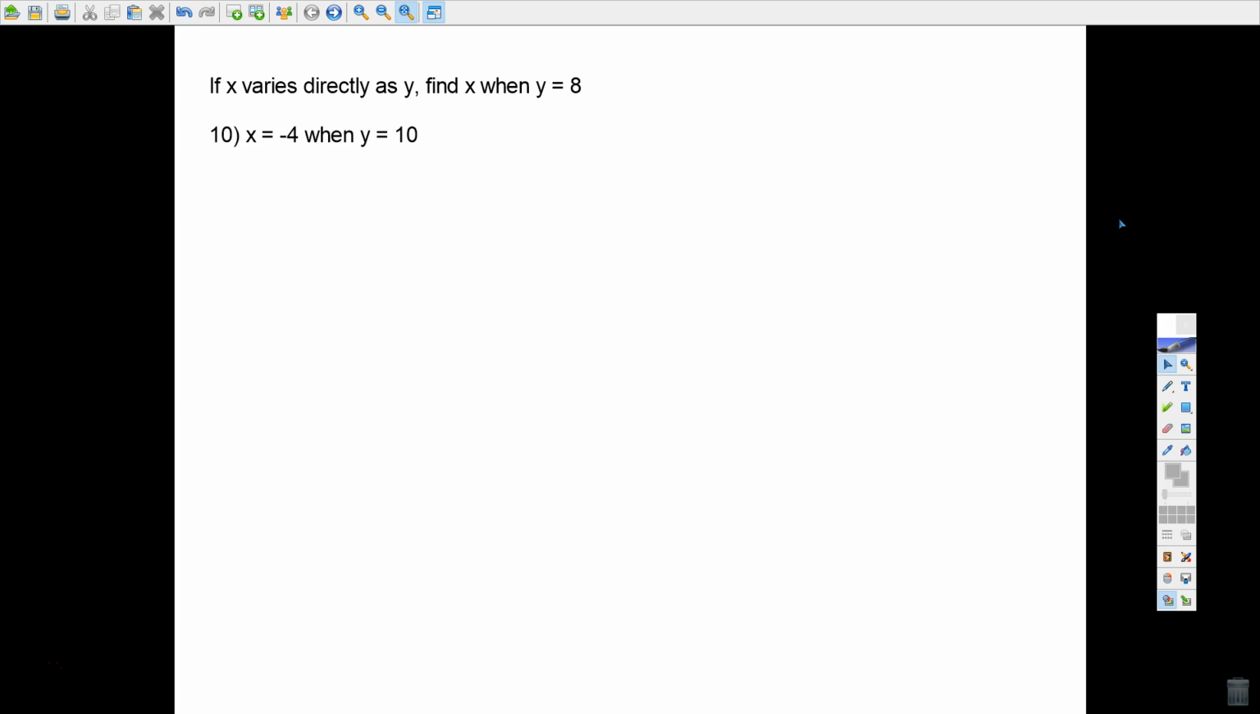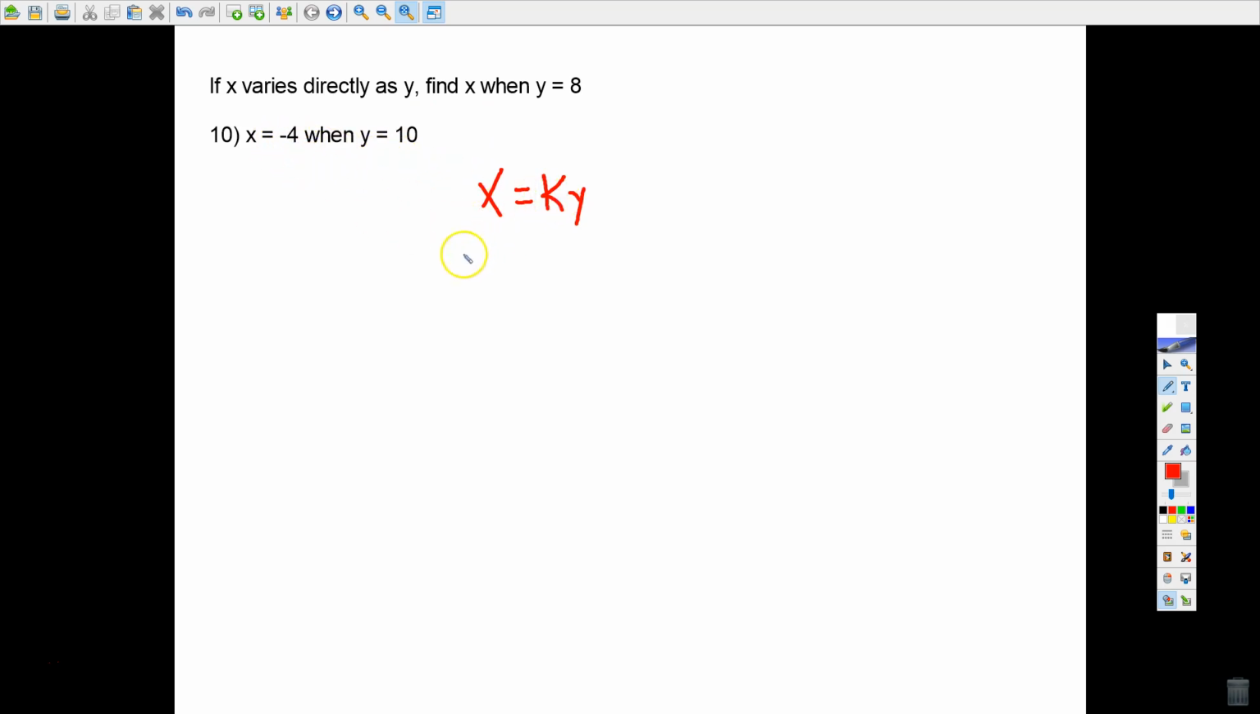We're told that x varies directly as y. So right away I'm going to go ahead and write a general direct variation statement. X varies directly with y. Remember, that means multiplication by some number that we call the constant of variation, known as k. I'm starting here, and now I'm going to use the given information that's provided for me on number 10 to find out what k actually is for this particular problem.